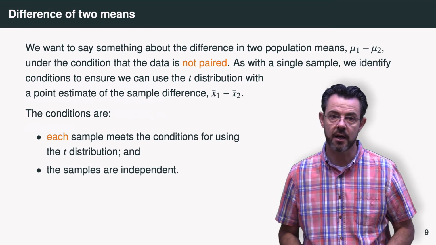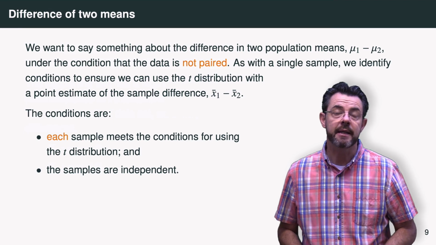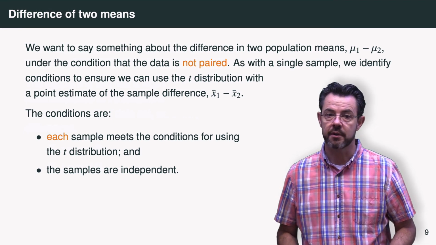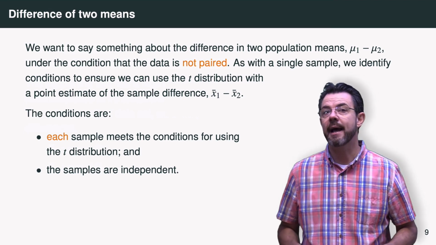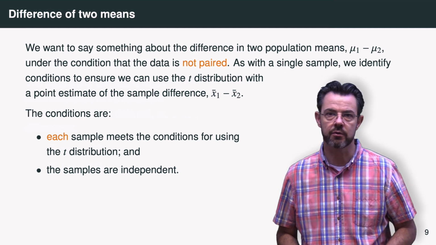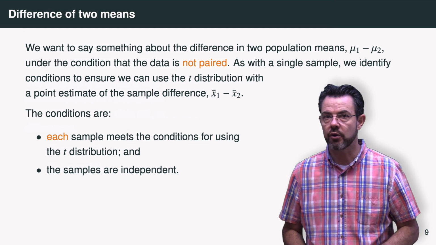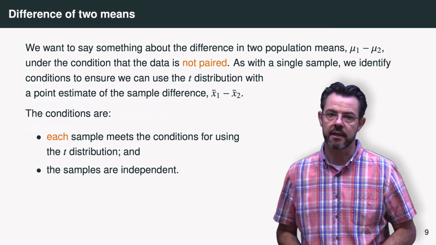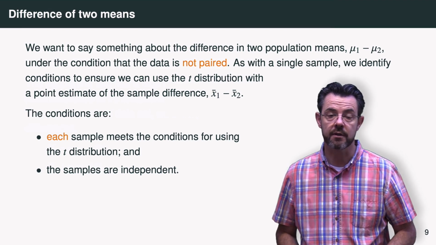Right, and these conditions are that each sample in itself must meet the conditions for using the t-distribution, which were independence of observations within the sample, and they should roughly be from a normal or somewhat normal-like distribution. So those are the two conditions for each sample, and then the two samples themselves must also be independent if you want to work with the difference of two means.